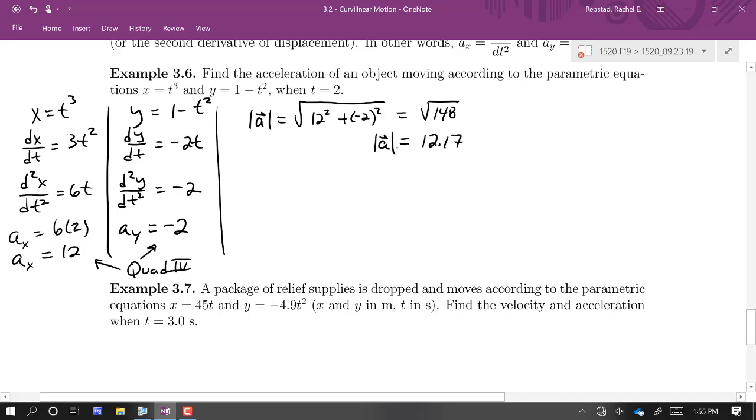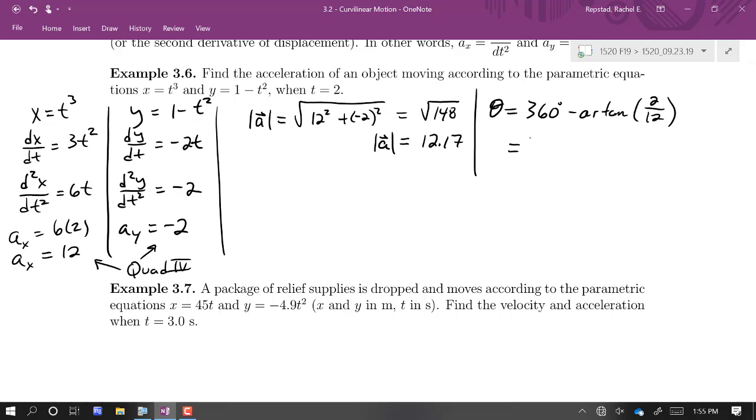This is where we'd put the units if there were any units given in this example. And then how do we get theta? Yeah, 2 over 12, right? Because we're just plugging in positives when we get that reference angle. You get 350.54. So there's our acceleration vector.